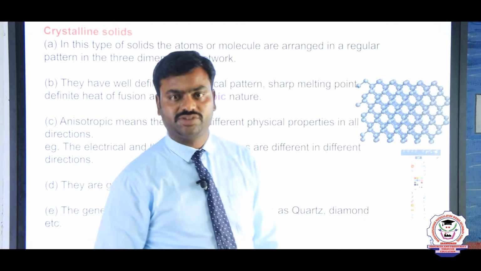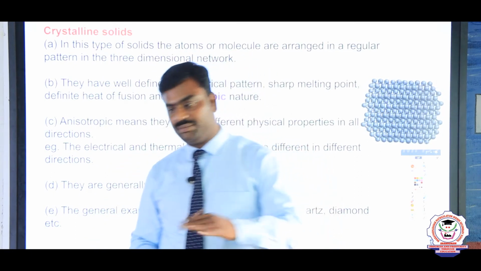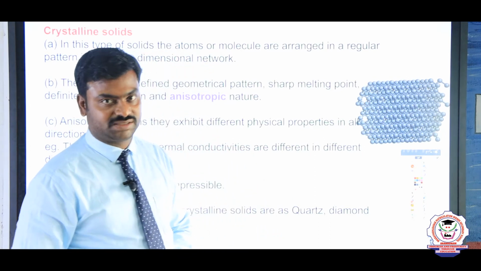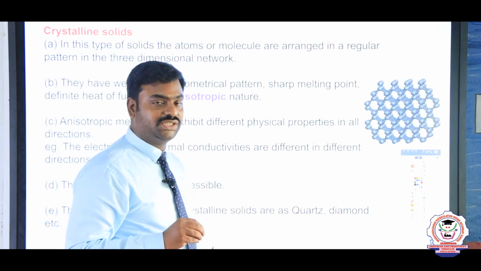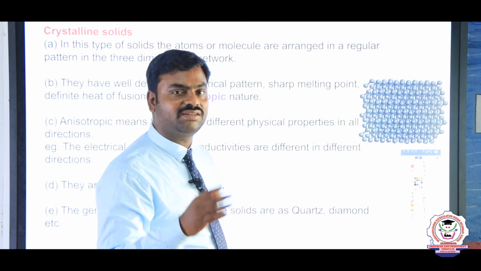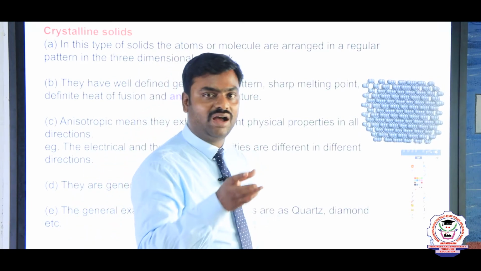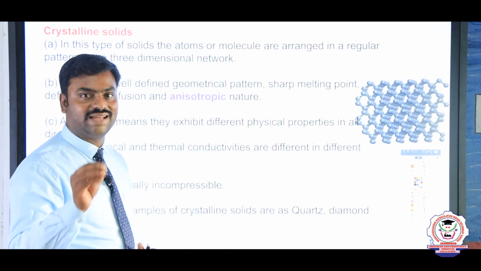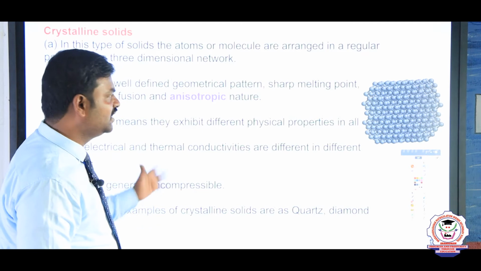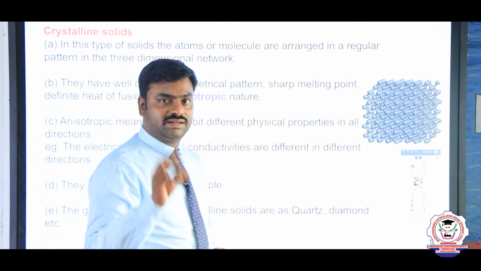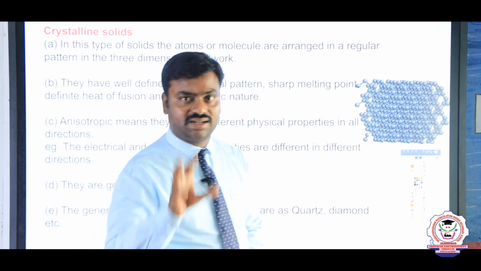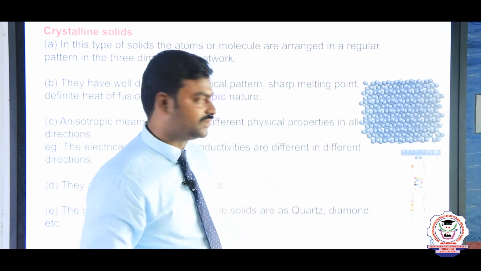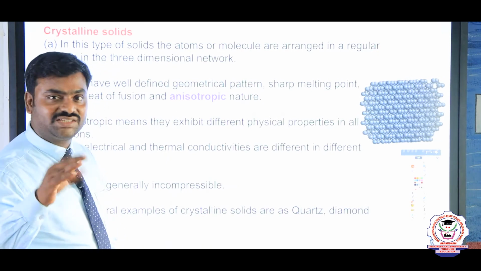What is anisotropy? Among physical properties, some are known as directional properties. That means the properties depend on the direction in which we measure them. When you take directional properties, they show different values in different directions. That is why they are known as anisotropic.